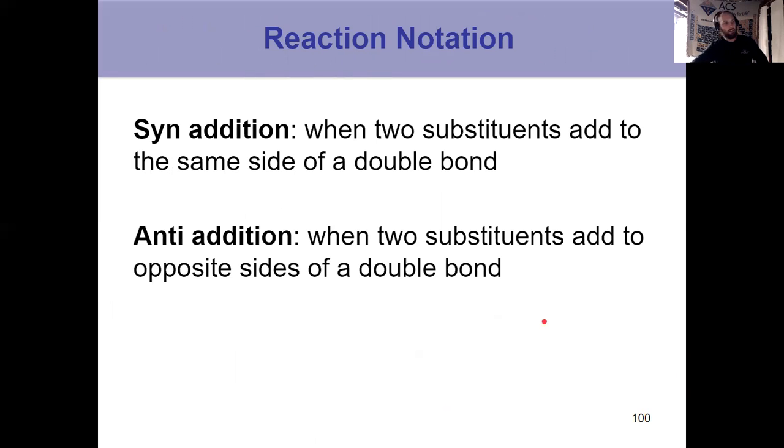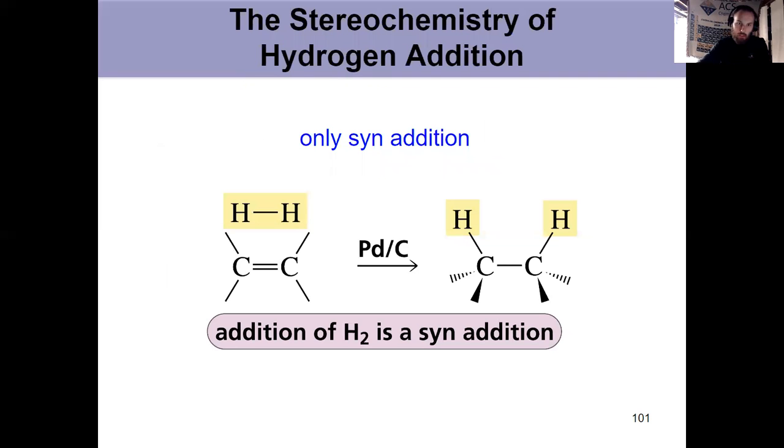Okay, a couple more. We got 3 at the beginning: regioselective, stereoselective, and stereospecific. Here's another one: syn and anti additions. A syn addition is when your 2 substituents have added to the same side of the double bond. Anti-addition is when they add on opposite sides of a double bond. So let's take a look at what that means. Here I'm looking at a hydrogenation reaction. Palladium catalyzed addition of hydrogens, taking an alkene to an alkane. That only occurs via a syn addition.